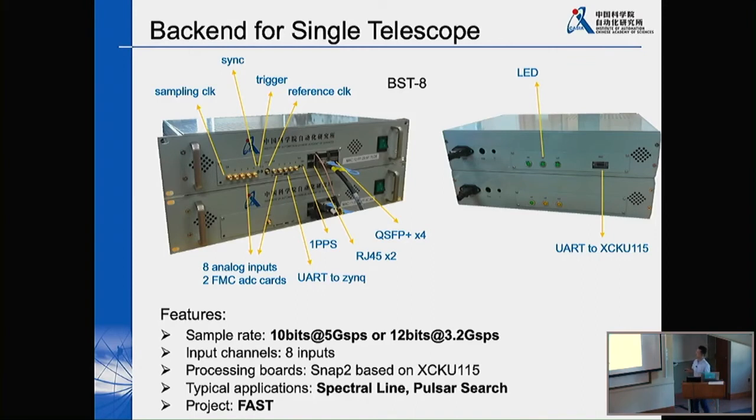for 10 or 40 gigabit Ethernet, LED, and a port for the GPS timestamp. Its sample rate can be 10 bits at 5 GSPS or 12 bits at 3.2 GSPS. It depends on which ADC cards you choose.